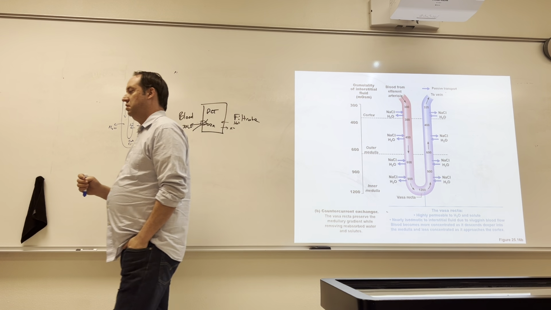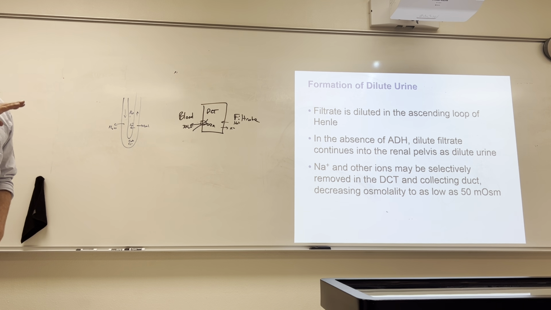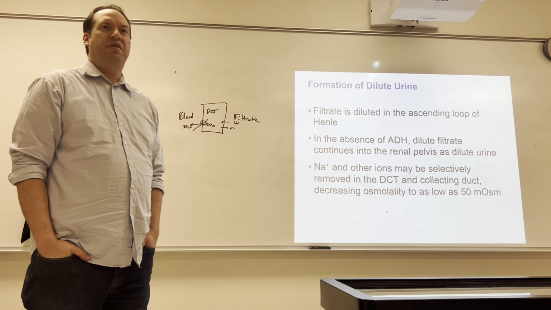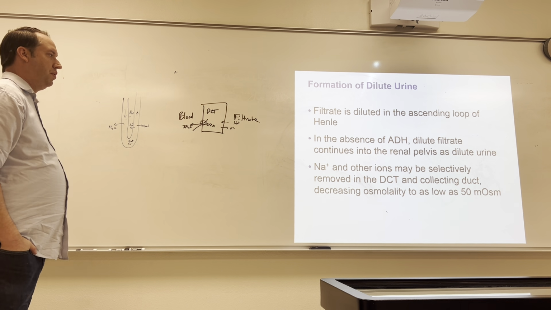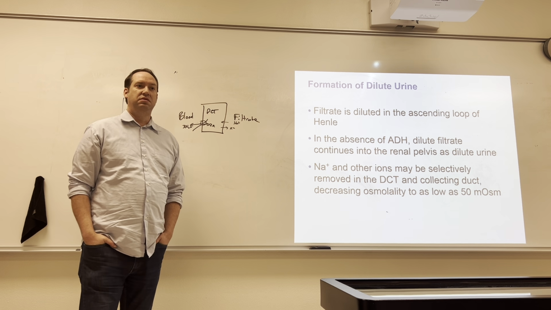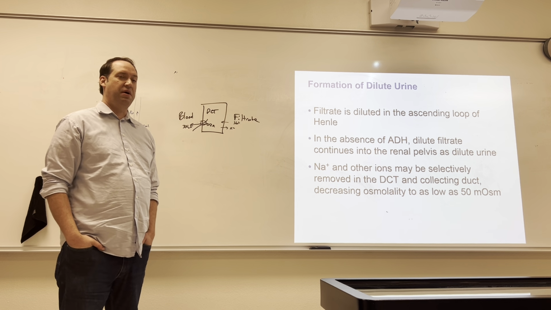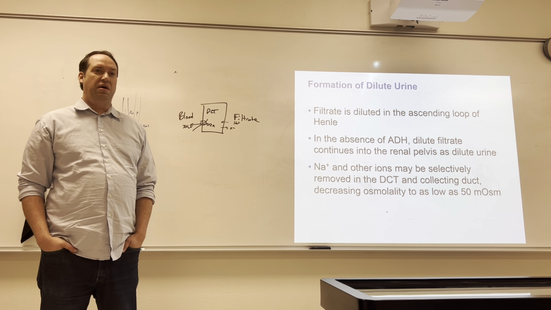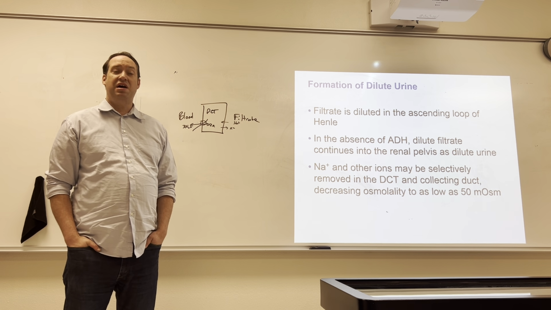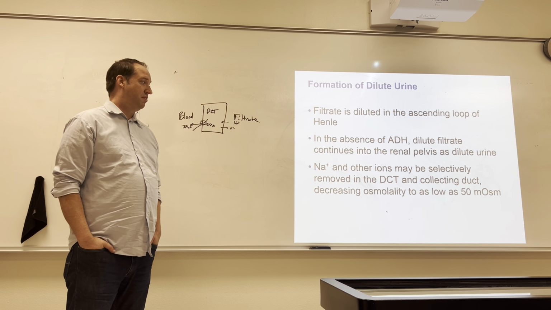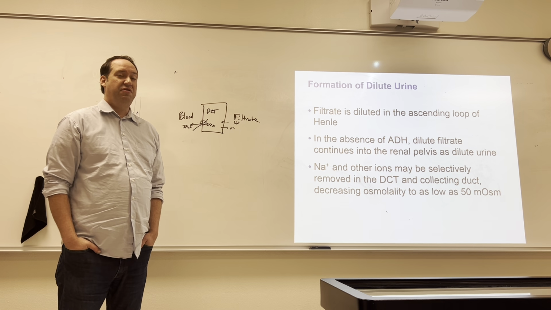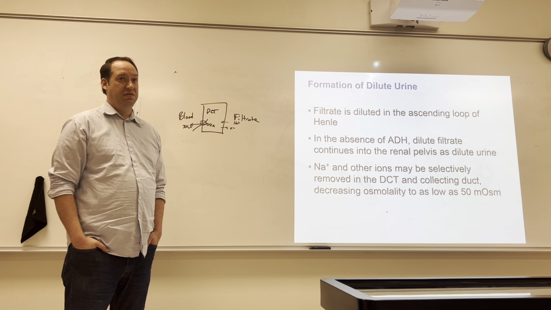As it comes back up that ascending loop, it's diluted, and if we left it alone, that's how it would stay. I'd have an osmolarity of about 100. We're not going to leave it alone. We're going to then remove other ions. Aldosterone is going to let sodium come back into the blood. Parathyroid hormone is going to let calcium come back into the blood. And in the absence of antidiuretic hormone, you might drop the osmolarity here to about 50, which is really dilute.